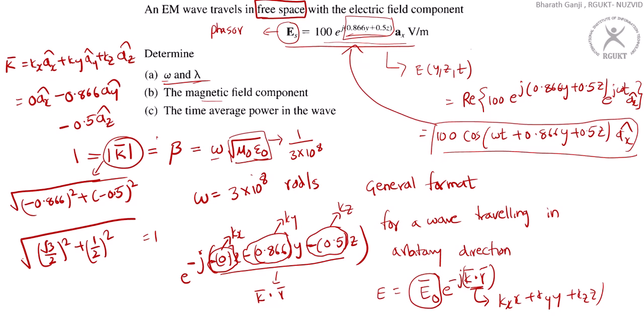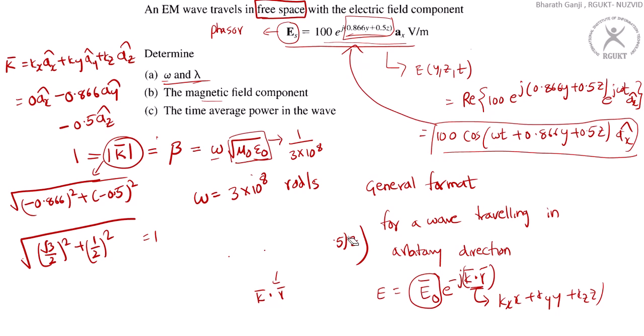Right, so this is your omega. The question asks for omega, and we have the answer for omega. Now let us try to get the other answer, which is nothing but the wavelength. We know that the phase constant beta can also be expressed as 2 pi by lambda. Because beta is equal to 1, lambda is nothing but 2 pi meters. Right, so we have our answer for the first question.